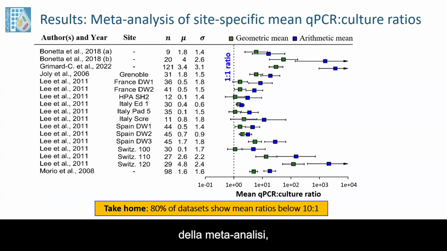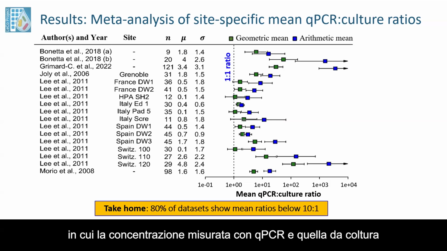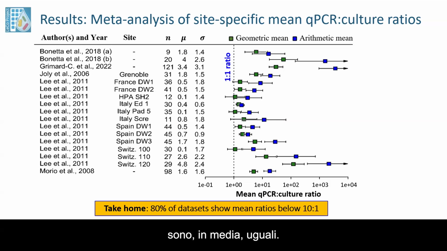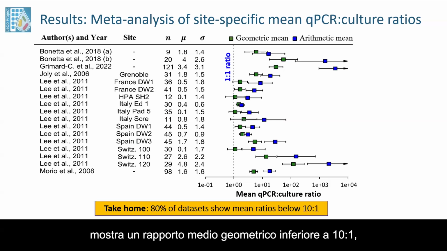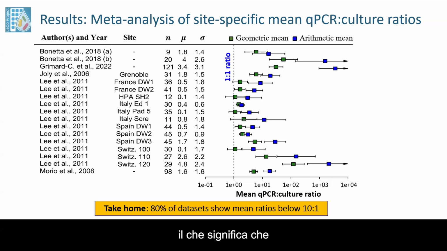Here we see the main results of the meta-analysis, showing the geometric mean in green and the arithmetic mean ratio in blue for each study site. The dotted vertical line represents a 1-to-1 ratio, where qPCR and culture concentration are on average equal. What we can see is that several studies cluster near the 1-to-1 line, especially when looking at the geometric means. About 80% of the sites show a geometric mean ratio below 10-to-1, meaning that typically qPCR measurements are within 1 order of magnitude of culture measurements.